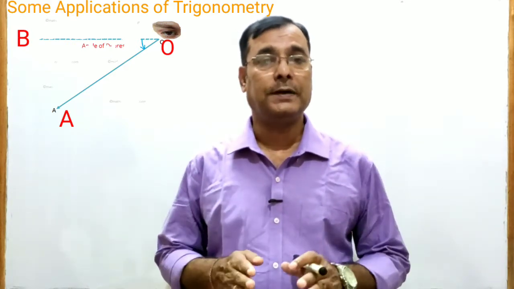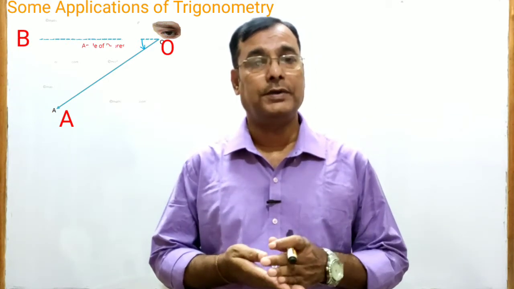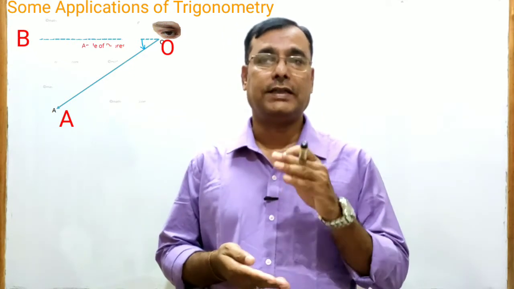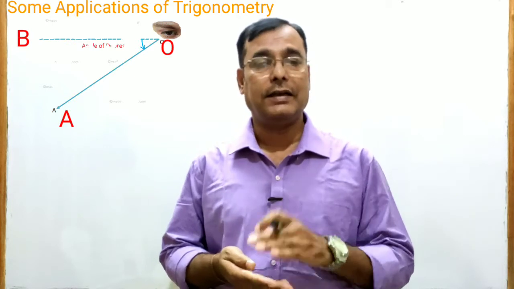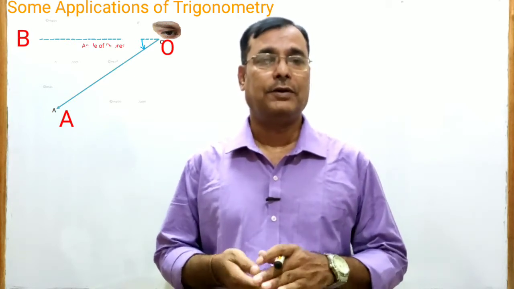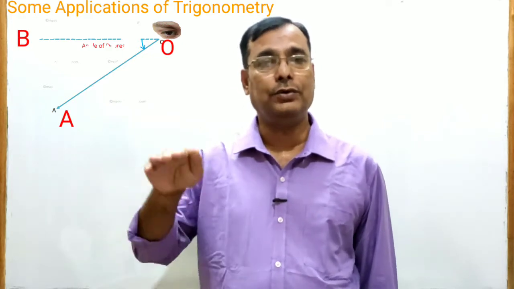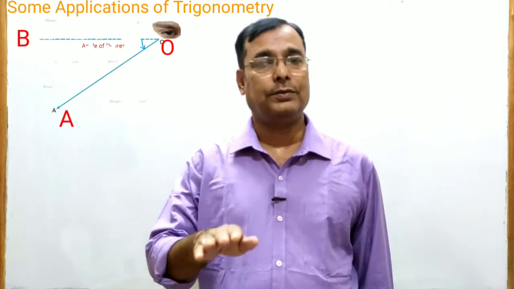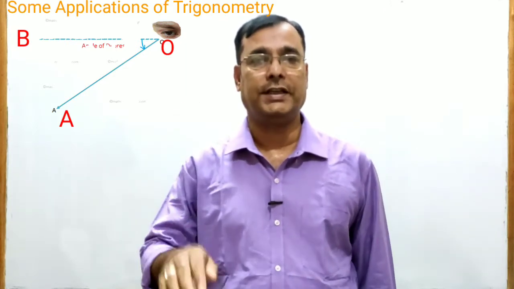So remember, the angle of elevation is always formed above the horizontal line when we look at an object above the horizontal, and the angle of depression is formed when the object is below the eye level, when we look a little downwards at the object. So the angle of depression is always formed below the horizontal.